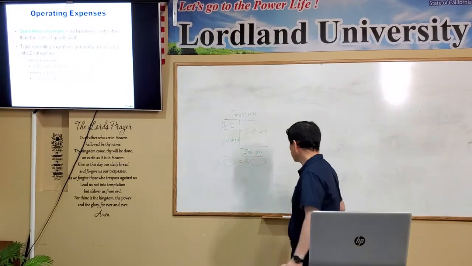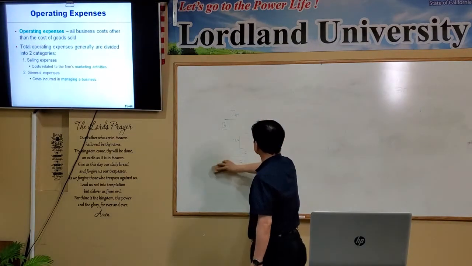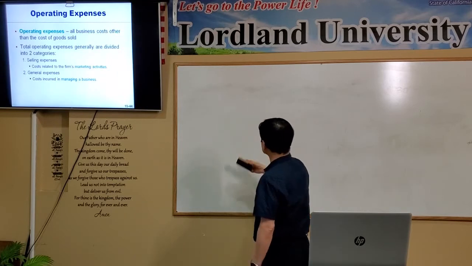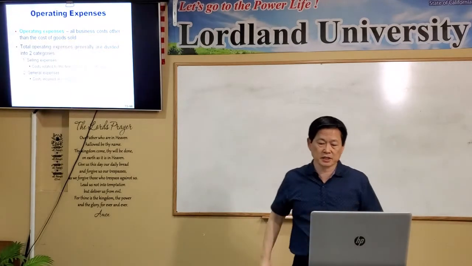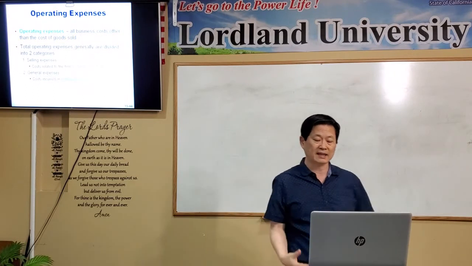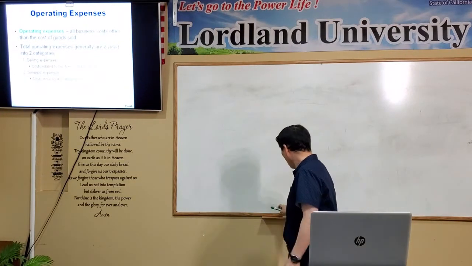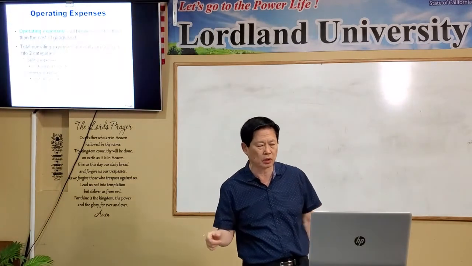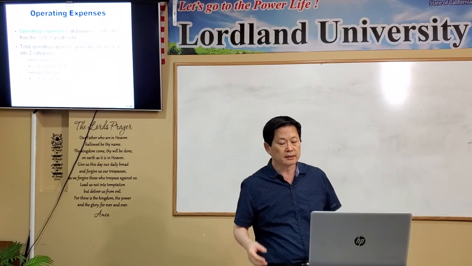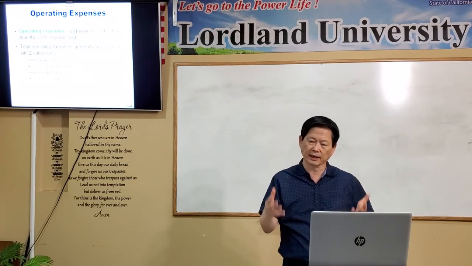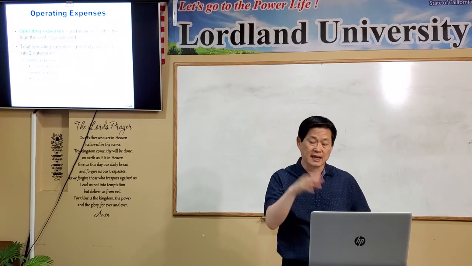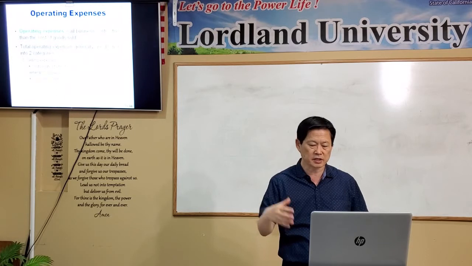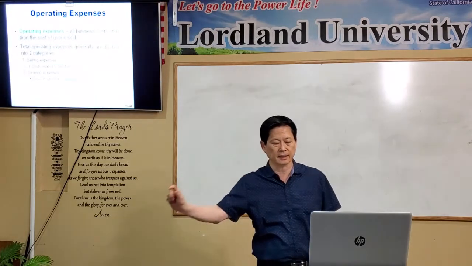Operating expenses. Operating expenses are all business costs other than the cost of goods sold. All business expenses minus cost of goods sold equals operating expenses. There are two big categories of operating expenses: selling expenses and general expenses. Selling expenses include the expenses for marketing activities.